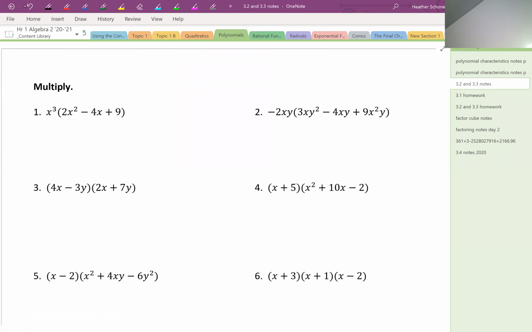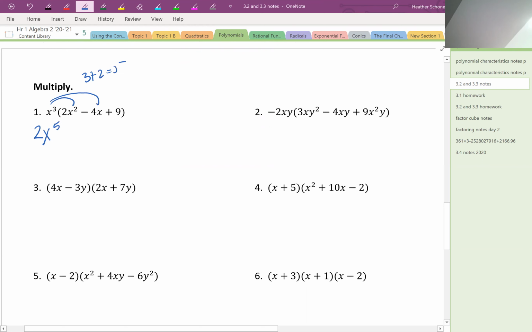These say to multiply. And when we multiply, we add the exponents. So on the first one, 2x cubed times 2x squared would be 4x, and 3 plus 2 is 5. So we have x to the fifth. And then we're going to have negative 4x to the fourth and 9x to the third. If we had any like terms, we'd add them together, but we don't.